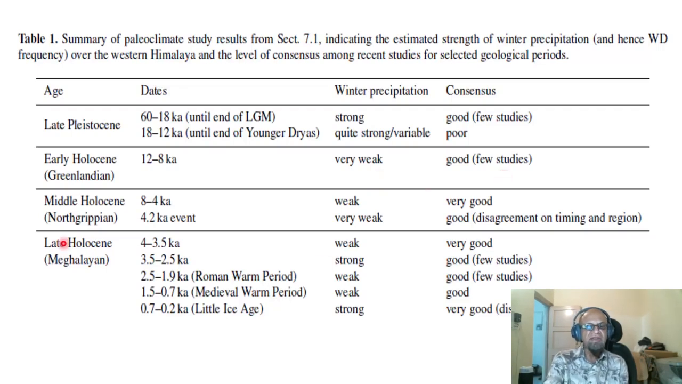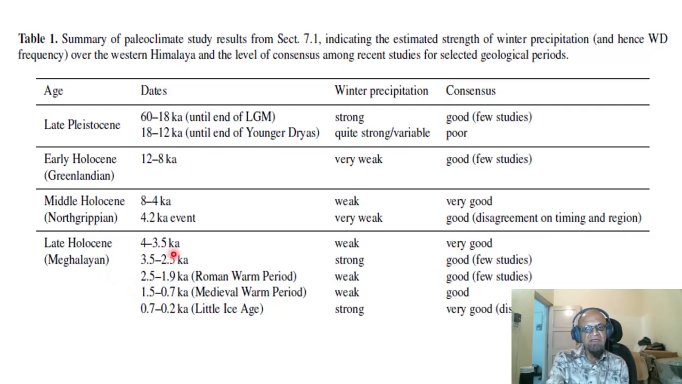Early Holocene, 12 to 8 kilo years ago, Greenlandian evidence, winter precipitation was very weak, but the consensus is good on that. Mid-Holocene, Northgrippian, so 8 to 4 kilo years ago, the 4.2 kilo year event as well is included in here. This evidence, winter precipitation was weak, and during the 4.2 kilo year event, it was very weak. So agreement is very good, and there are many historical evidences associated with these in terms of perturbations on the civilizations at the time as well.